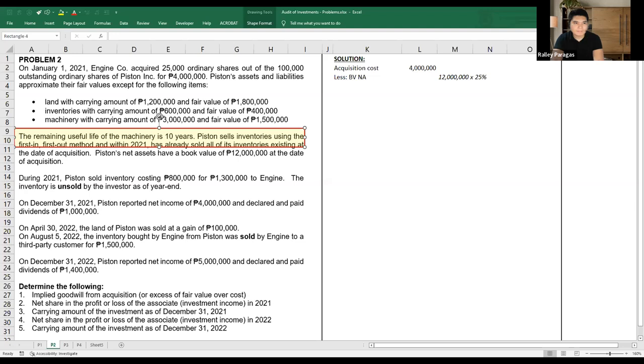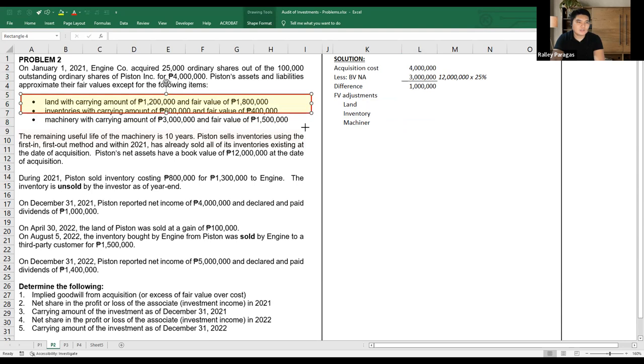Times 25%. Okay, so the difference here, adjust mo pa yan using your fair value adjustments. Okay, so kunin mo yung difference dyan and then i-adjust mo for your fair value adjustments. So, FV adjustments for your land, for your inventory, and your machinery. Okay, for your land, ilan yung fair value adjustment po dyan at the date of acquisition? No, you have an overvaluation of how much? 600,000. So 1.8 million minus 1.2. So 600,000. Multiply that by 25%. Again, yung share mo lang yung kukunin mo dyan, no? So 600,000.